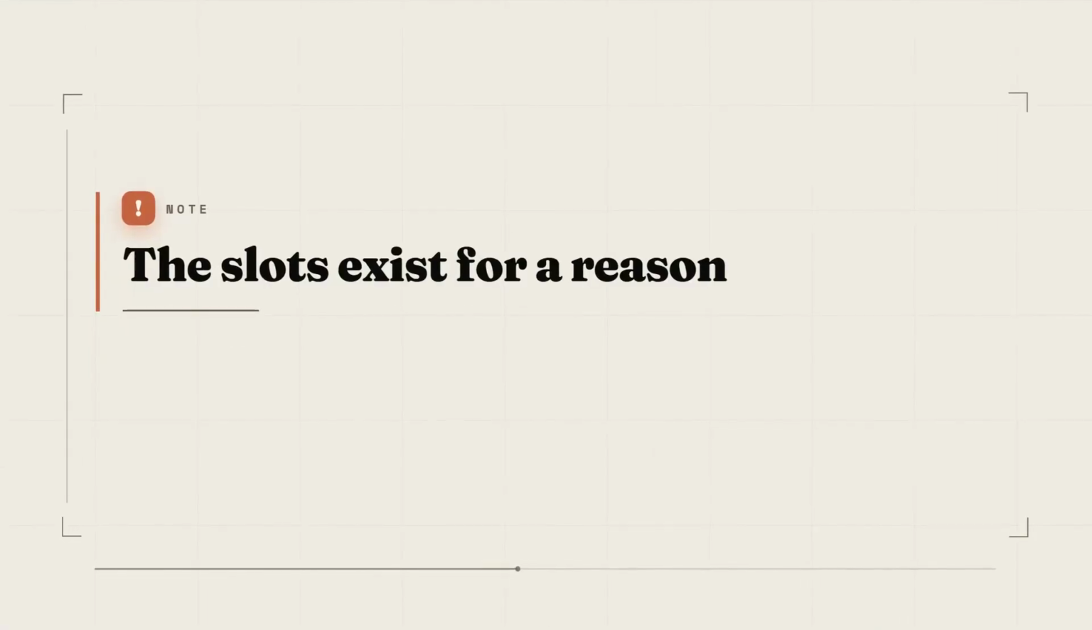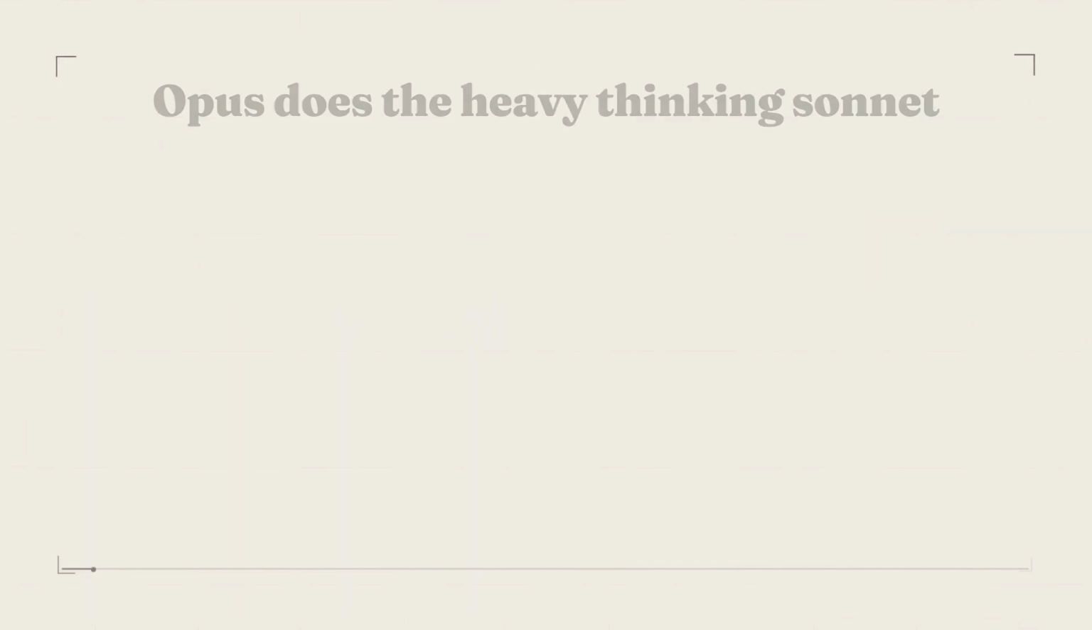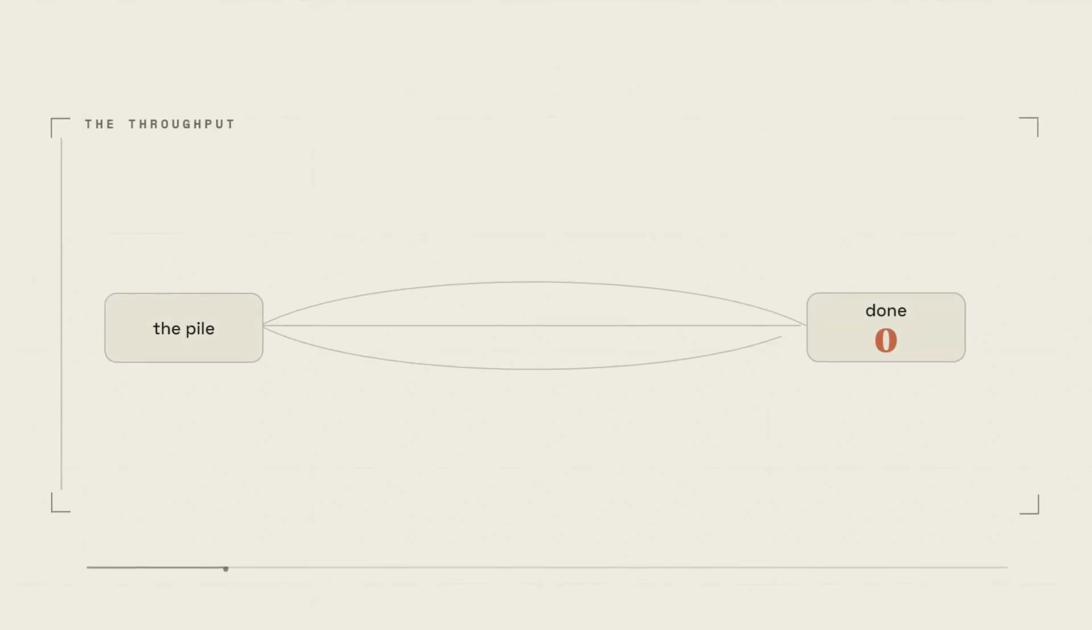Now the part I got wrong on my first try. I mapped all 3 slots to the same Qwen model and wondered why my verify gate felt soft. The slots exist for a reason, and mapping them correctly is the whole trick. Claude Code has 3 of them internally. Opus does the heavy thinking, Sonnet handles the everyday work, and Haiku runs the fast cheap stuff. You are mapping each one to a Qwen model.